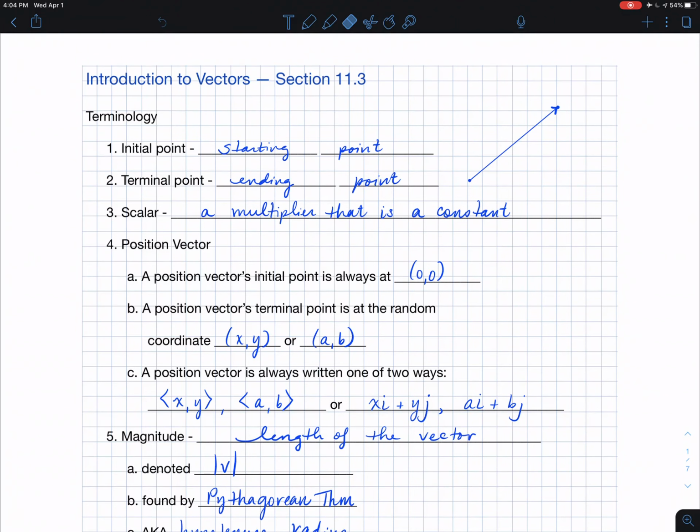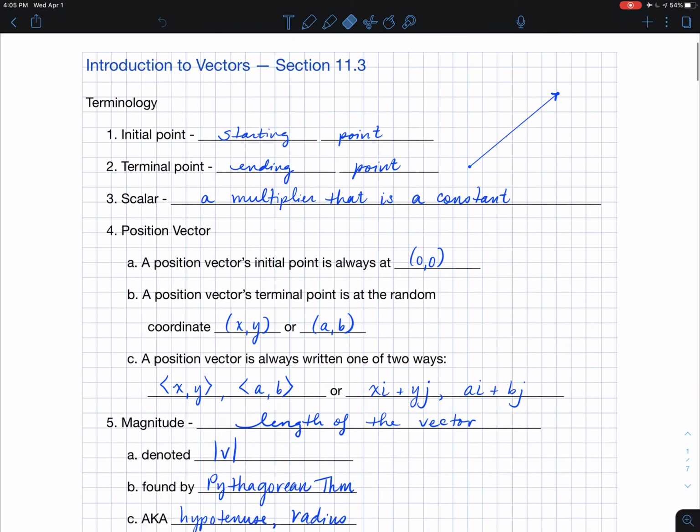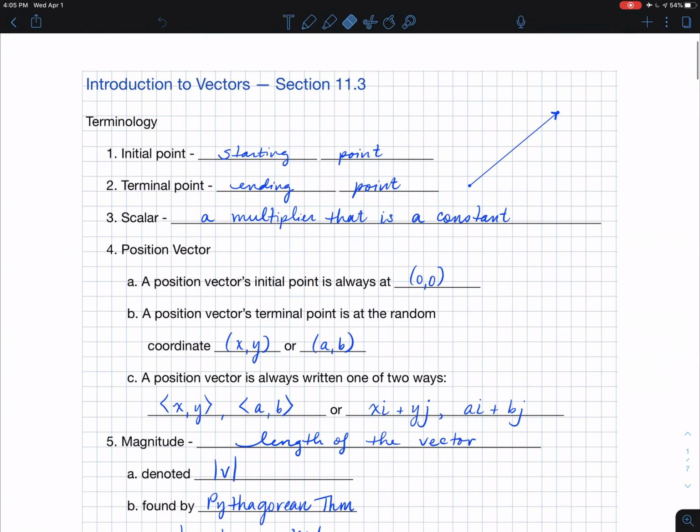Hey folks, so this is your lesson video on section 11.3, this introduction to vectors. You'll notice that the entire first page is just simply a page of terminology. I go into a lot more detail on the notes portion of that, so please, if you haven't watched the notes video, even though you could just fill in the blanks right here, you need to go back to that video and watch for understanding.